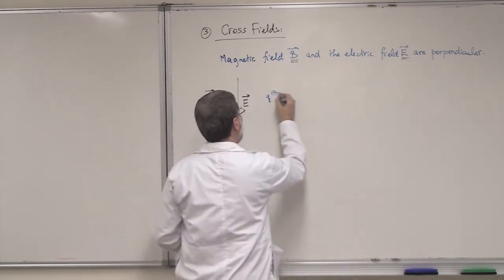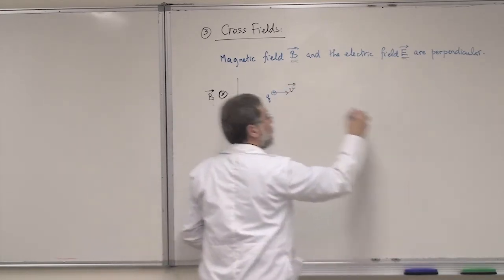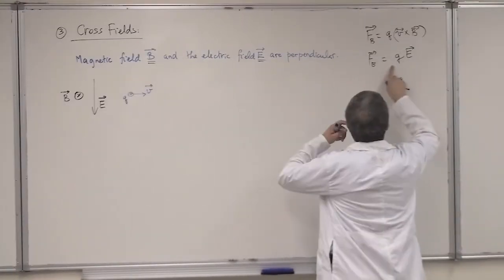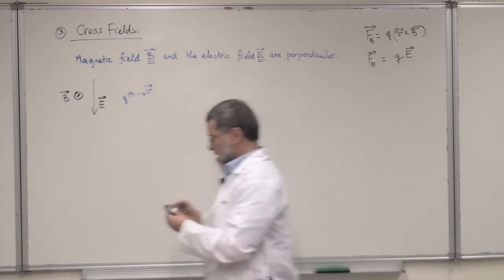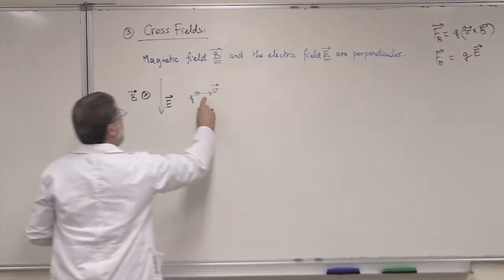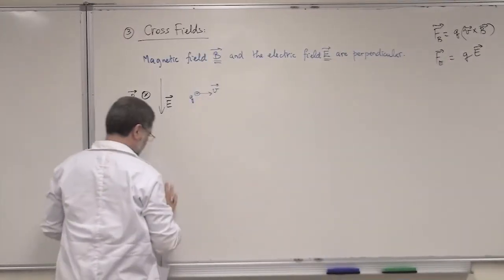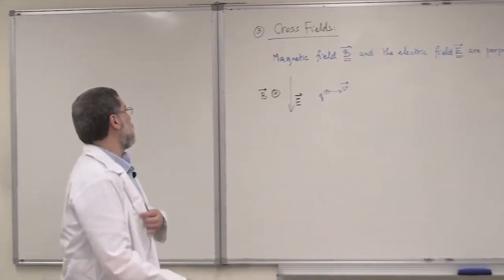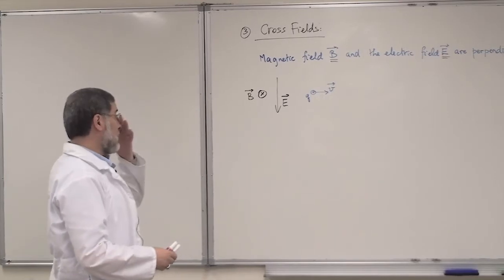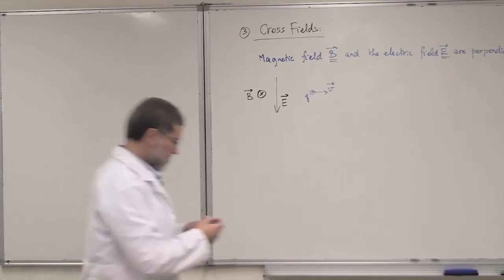You need the velocity for the magnetic force. For the electric force, you don't need a velocity, but for magnetic force, you need a velocity. So it has to have a velocity. If the particle doesn't have a velocity, the only force will be the electric force, okay? There will be not two forces, but now that I have two forces, I want you to draw for me the two vectors, two forces.